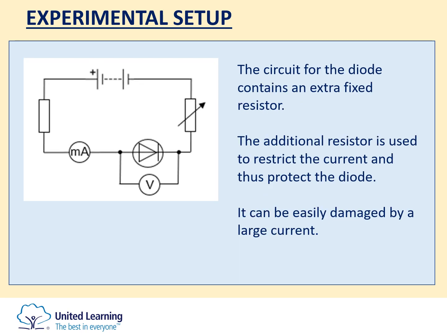When you do the same experiment for the diode, there is an additional resistor connected into the circuit as part of the circuit, still connected in series. That reduces the current even further because the diode is very sensitive to large currents and could easily be damaged.